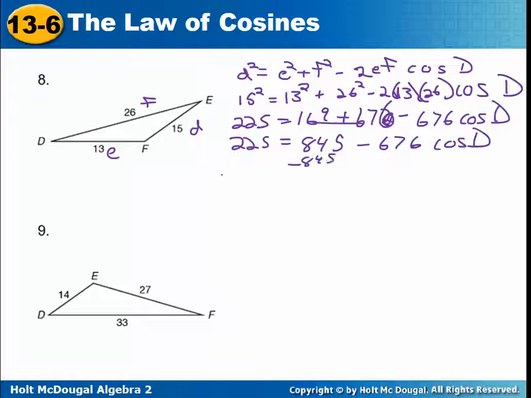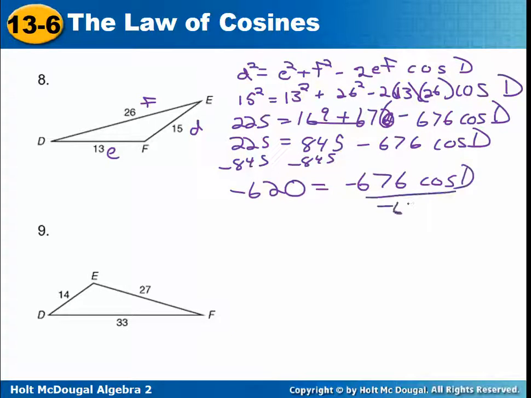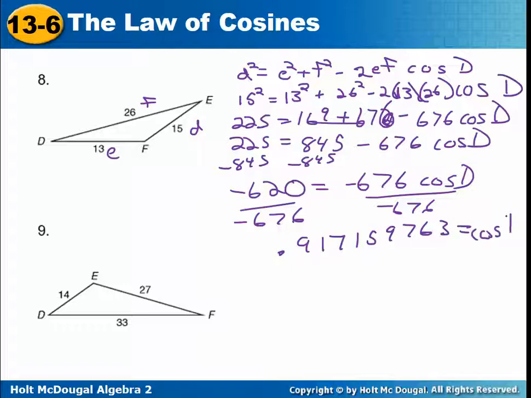Subtract 845 from both sides. It's negative 620, and it will be negative because over here we also have a negative. And then I'll divide both sides by negative 676. So we have negative 620 divided by negative 676 is 0.917159. I'll write the whole thing out, but you'd leave it on your calculator. Now that's equal to cosine of D.